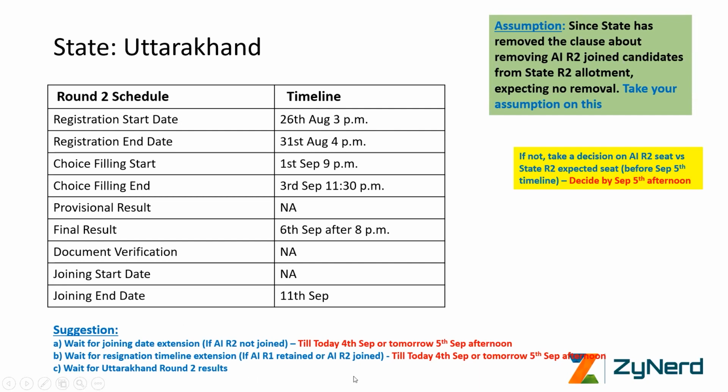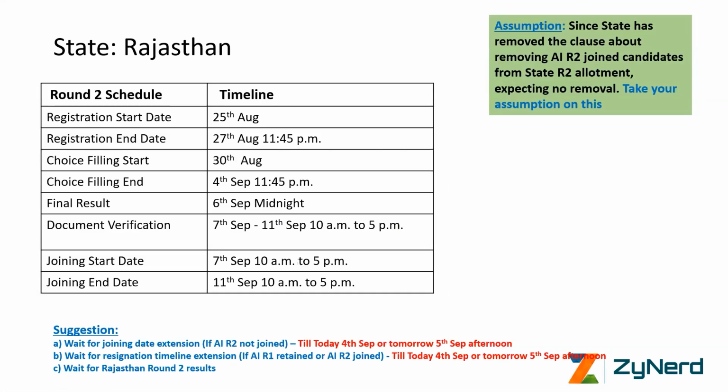Otherwise, or in the other case, if you have already retained or joined your All India Round 2 seat and you think that I'll resign it and only wait for state Round 2 seat, because I believe that state Round 2 might give me better options, you can also do that. And you will have to be at the All India Round 2 Institute to resign, if you've already joined or retained. So keep note of that.